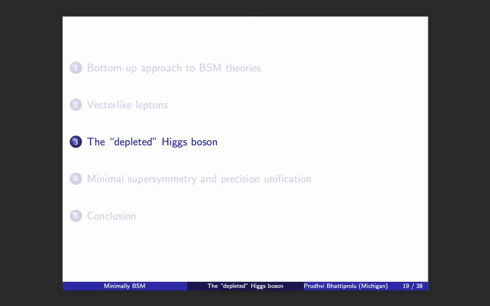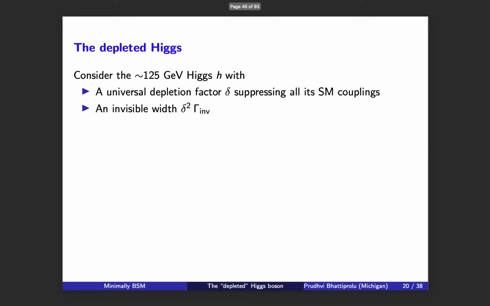So far we know that the standard model Higgs is the only fundamental scalar in the particle content that we have. And as the Higgs measurements get more precise, there is a well-motivated possibility that these measurements could deviate from the standard model expectations, thereby pointing towards a complicated Higgs sector. And for this part of the talk, I'll focus on what I call the depleted Higgs boson, where the standard model Higgs boson acquires a universal coupling suppression to all of its final states and also gets an invisible width.